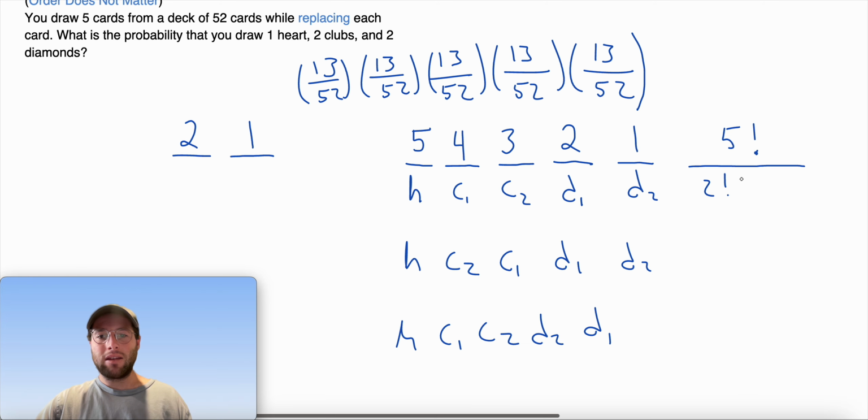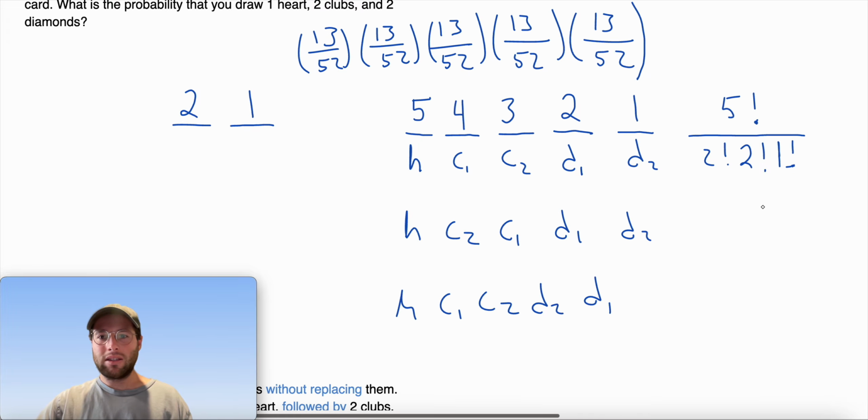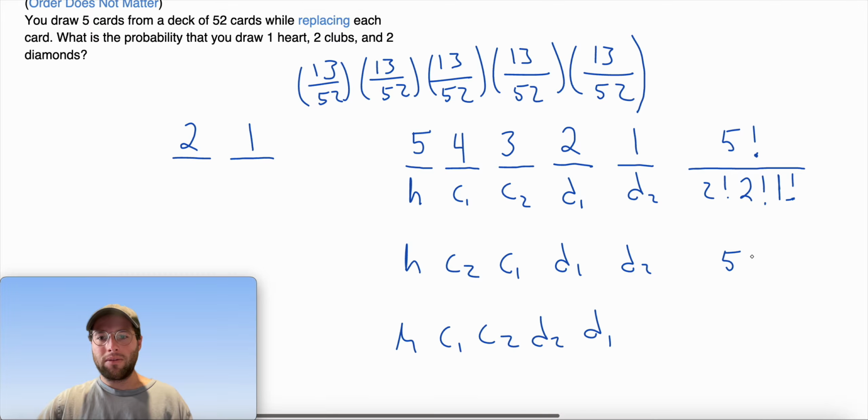And so that again is going to be the 2 factorial. And then the heart, well, there's only one of those cards, and so the different number of ways you can place 1 card, well, we can write that here, although it is a little trivial and you often may not see it, but that's going to be 1 factorial. And so what this comes down to is this is equal to 5 factorial over 2 factorial 2 factorial.